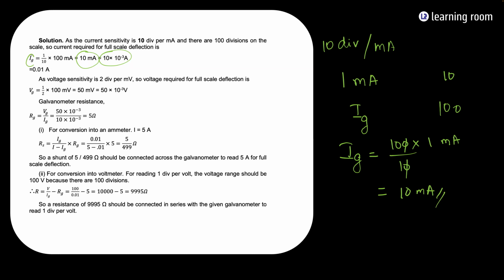So this is going to be the value of Ig. That is the meaning of full scale deflection current. So this is a hidden information. You took it out. Clear? Okay. This is a full scale deflection current and this is going to be 0.01 ampere.